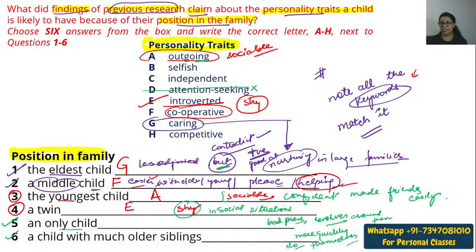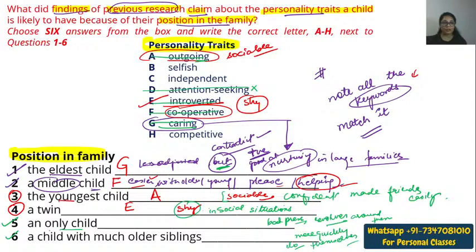What about G? G we have already covered. Kartik Kumar, we have already covered G. That is caring. So we have covered A. I'm going to cross them. D is not an option for anybody. G we have covered. We have covered F also, E also. We are left with only B, C and H: selfish, independent and competitive. H is also not an option for anybody.